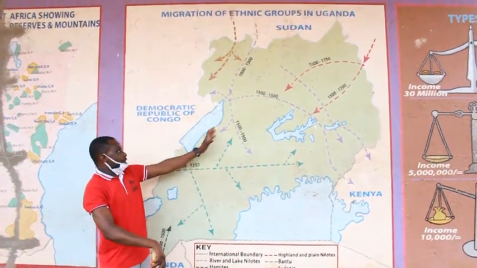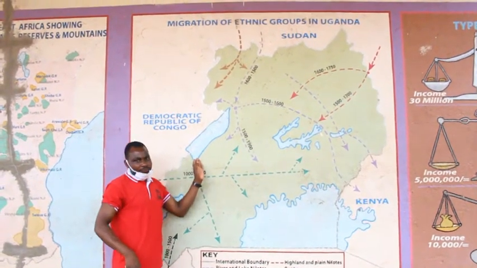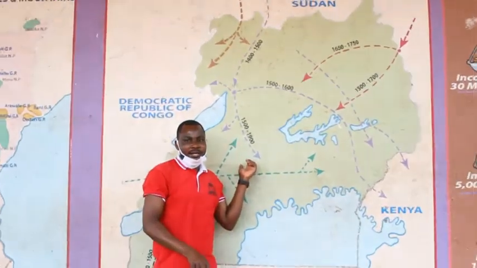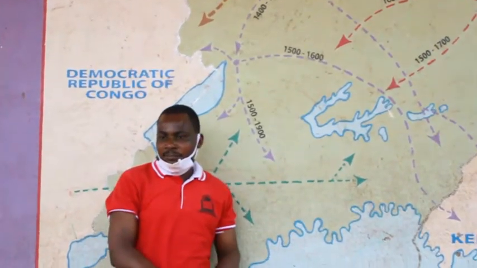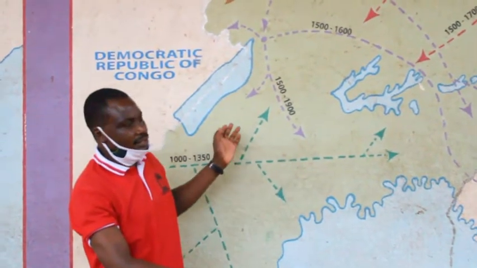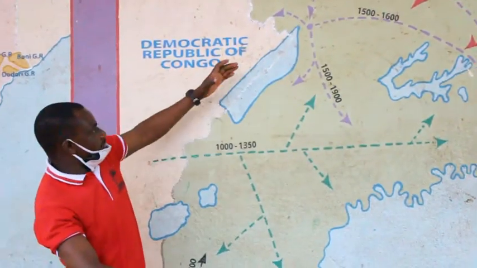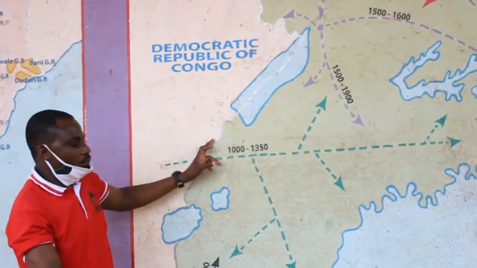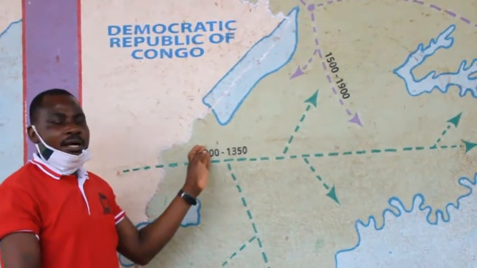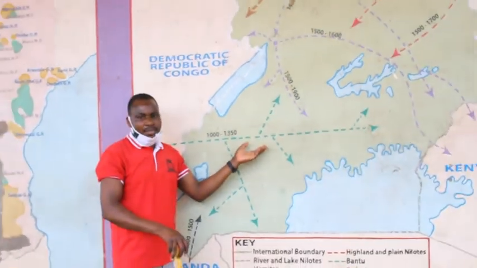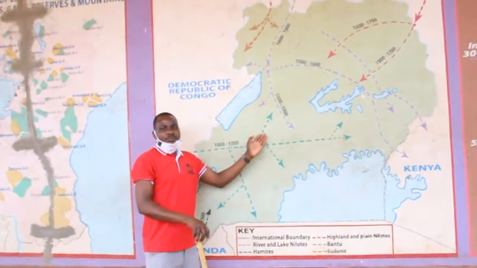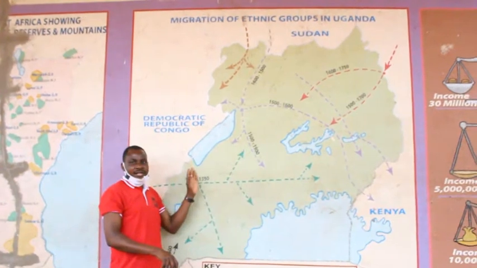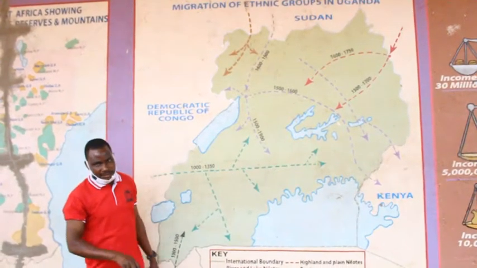So we can go back to the Bantu ethnic group. The Bantu ethnic group is the largest ethnic group in Uganda. So if they ask you the largest ethnic group in Uganda, it's the Bantu ethnic group. Basing on this map of Uganda, the Bantu entered Uganda through the western direction. That's why they were called the Western Bantu. They can ask, why were the Western Bantu called so? The Western Bantu were called so because they entered Uganda through the western direction.